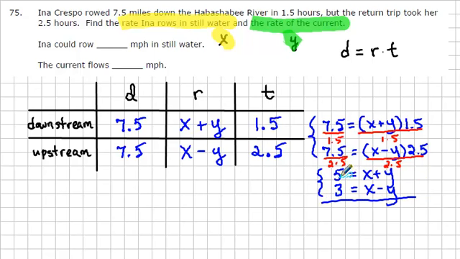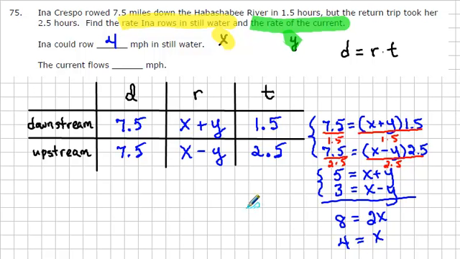When we add the two equations together, we get 5 plus 3, which is 8, x plus x, which is 2x, and y minus y is 0. So we have just 8 is equal to 2x. Divide both sides by 2, and we discover that x is equal to 4. So what does x represent? x represents the rate Ina rows in still water. So Ina could row 4 miles per hour in still water.